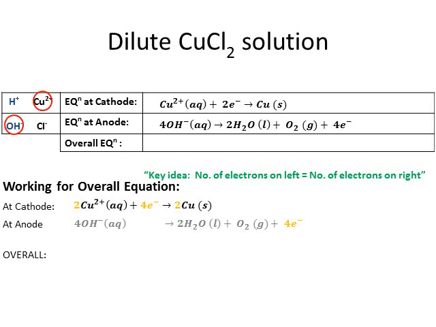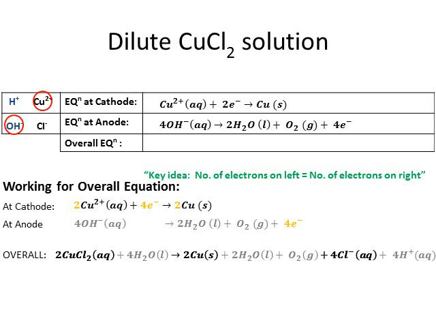So how do we write the overall equation? Because the 2Cu2 plus come from the CuCl2, we need to put 2CuCl2 at the back. This will give you 2Cu solid and 4Cl minus. Then next, for the water portion, the OH minus ions come from water. As you remember, each water molecule gives you 1 H plus and 1 OH minus. So if you've got 4 OH minus, you need to have 4 water molecules, and so this is what we're going to write in.